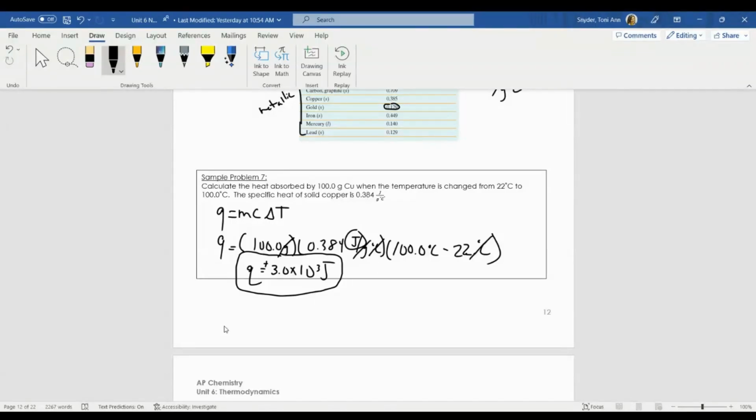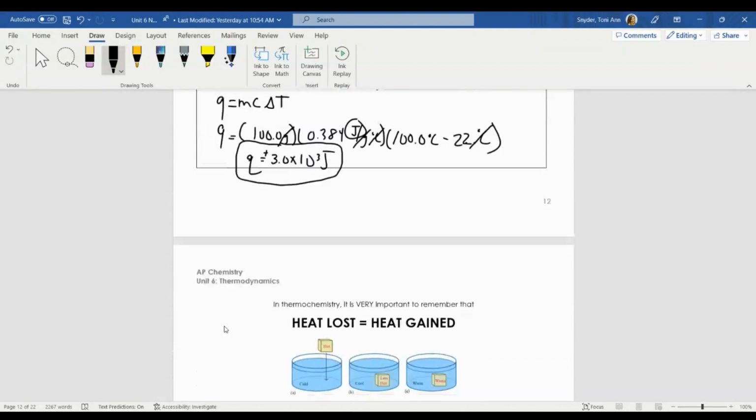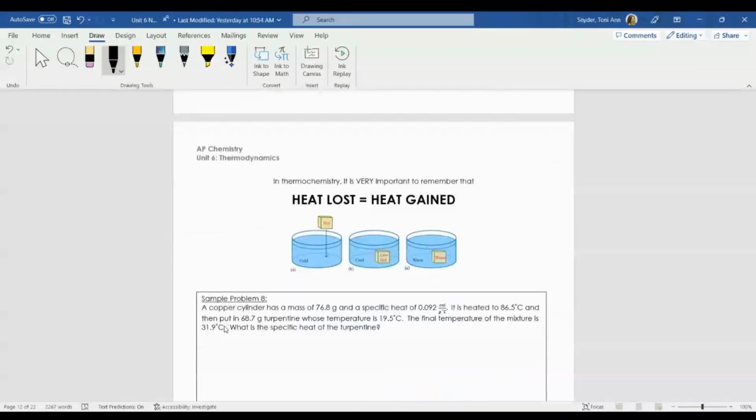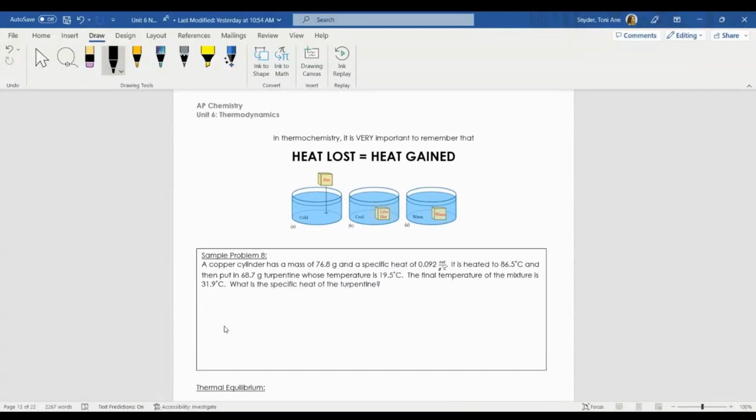These sort of equations are very simple, okay? Just a basic calculation of the heat needed to raise the temperature of something, or when something loses some heat. However, we could get a little bit more specific here. And it's very important for us to remember that heat lost is equal to heat gained. This is huge right here. Heat lost equals heat gained.